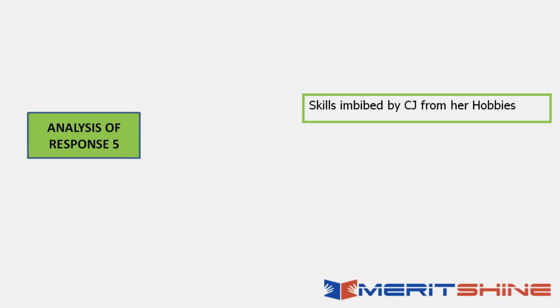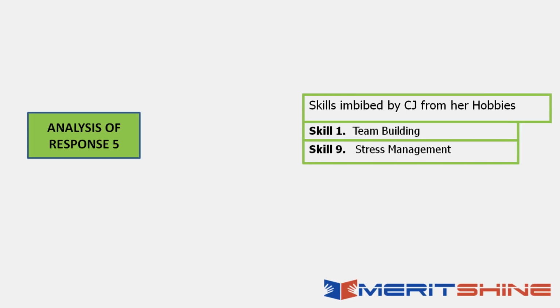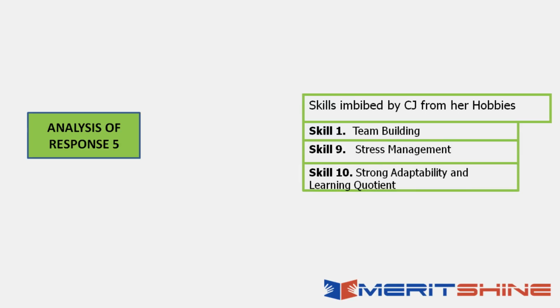Now, the skills that CJ has imbibed from her hobbies are: 1. Team building, and secondly, skill 9, stress management. This is from her love for movies. Skill 10, from her internal strength of deep interest in new things, she has got strong adaptability and learning quotient.